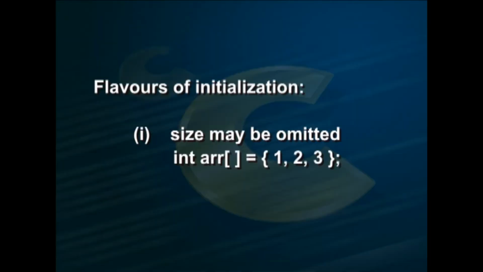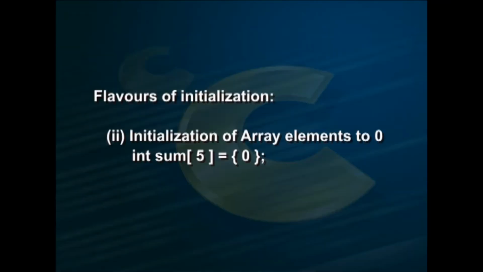The values within the braces are scanned from left and assigned to the num[0], num[1] and so on. A semicolon should be placed after the closing brace. Flavors of initialization. Size may be omitted. int ARR[] = {1, 2, 3} will declare the ARR array to contain 3 elements initialized with 1, 2 and 3. Initialization of array elements to 0. int sum[5] = {0}. All elements in sum array are initialized to 0.